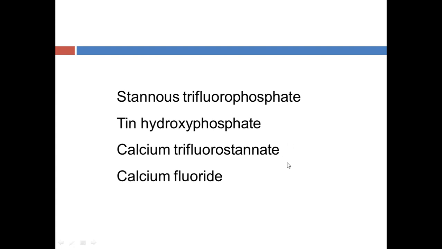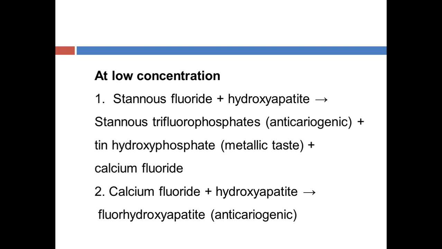So, definitely, high concentration is more beneficial when compared to low concentration, and hence you have to repeatedly apply the solution on the teeth. Repeated application is to attain a very high concentration of stannous chloride, which reacts with the hydroxyapatite to form two products, stannous trifluorophosphate and calcium trifluorostanate, which both have anti-carcinogenic properties. Along with this, calcium fluoride will be formed in very small quantities, which reacts with hydroxyapatite to form fluorhydroxyapatite. Thus, this is the mechanism of formation of the products.